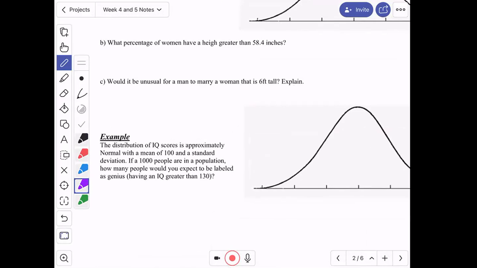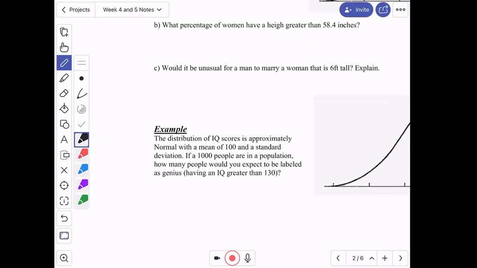Most people have an IQ, by the way, with a mean of 100 and a standard deviation of, that should be 15. I don't know why I didn't put that. This should be a standard deviation. Let me write that out. Standard deviation equal to 15. We have a standard deviation equal to 15.